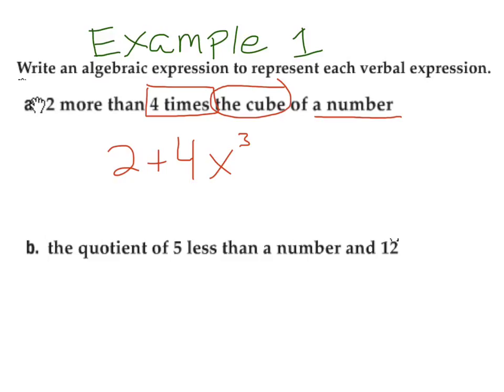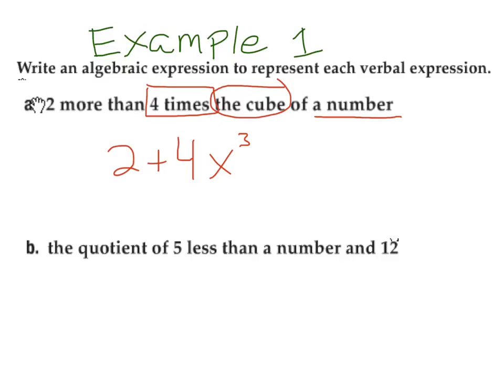So here we have an open sentence. There's no equal sign. And so this says 2 more than 4 times the cube of a number. We would write 2 plus 4x cubed. Let's look at B. It says the quotient of 5 less than a number and 12.